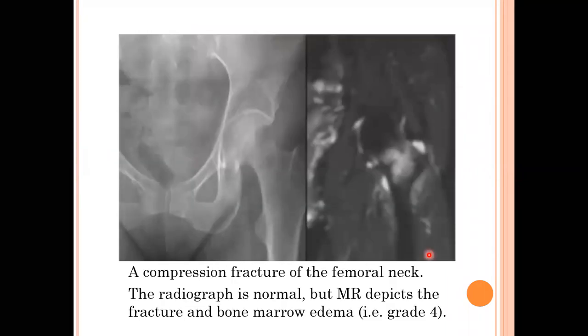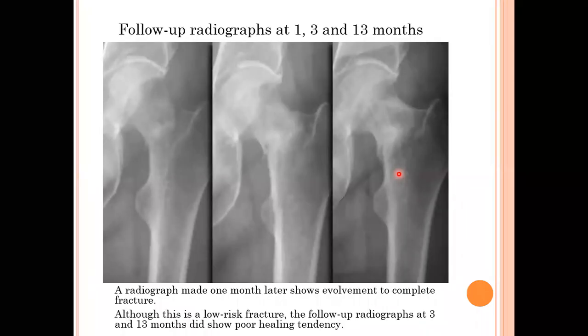This is a case of compression fracture of the femoral neck. The radiograph is normal, but the MRI image shows the fracture line surrounded by bone marrow edema. This is a grade 4 fracture. These are follow-up images at 1 month, 3 months, and 13 months.